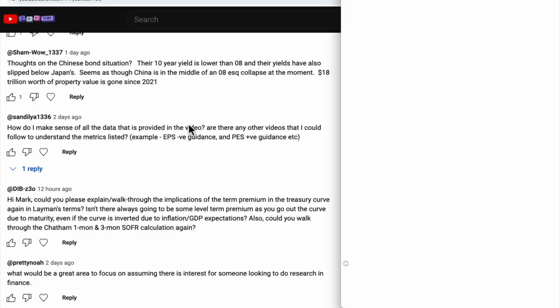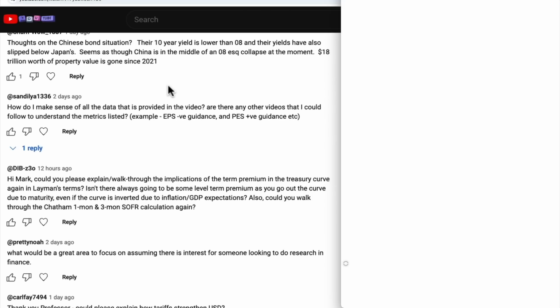So why not hold back and wait a little bit longer? Maybe they'll get cheaper, which does end up with them being cheaper. So they wait longer and longer in case it gets cheaper, which does make them cheaper. It is a downward spiral. So if you think that the 10-year is pricing in inflation, while it's pricing in negative inflation or deflation, that would lower the yield most definitely. $18 trillion worth of property value is gone since 2021. Yeah.